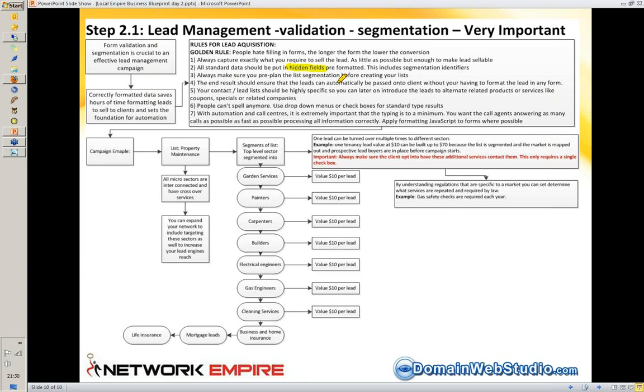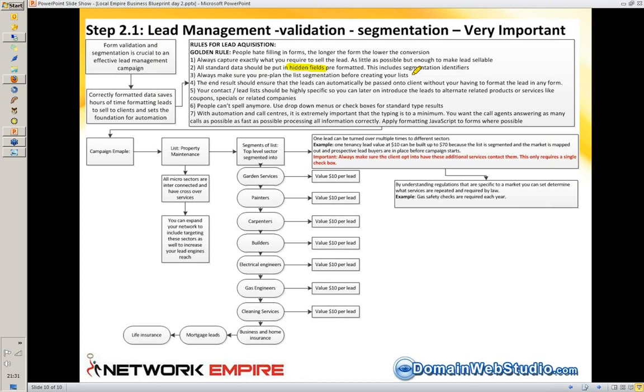So let's just say we're doing leads for electricians, and this is your electrician segmentation for, let's just say, Hamilton. You could put Hamilton in there as a hidden field for the town. It depends on what you're doing, but if you can hide fields and it's standardized, i.e. it's the same information time and time again, it has to go through the whole process, then that's what you want to do over there. Okay. You always want to make sure that you pre-plan the list segmentation before creating your list.